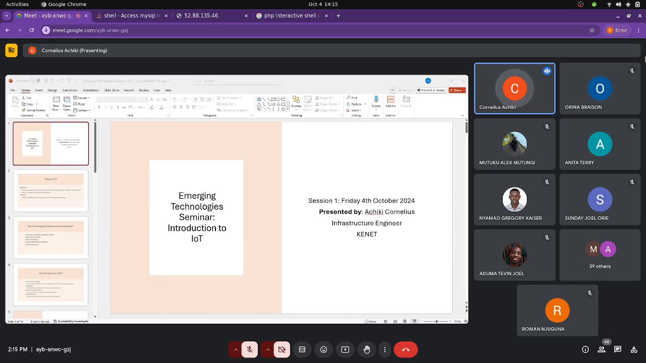So I'll be taking us through just the introduction of IoT. I'm sure most of us have heard about IoT, but we'll now delve deeper and look at what can we implement, or what kind of projects can we do in the field of Internet of Things.